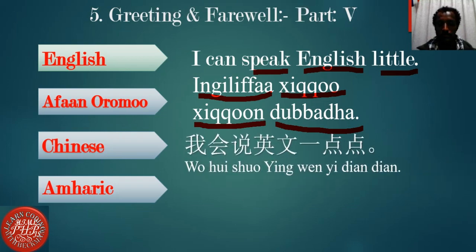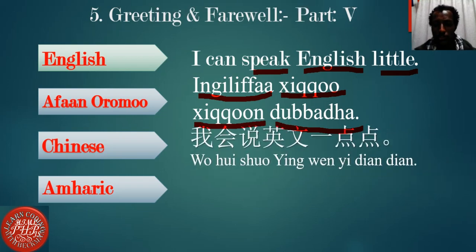In the case of Chinese, we can say 我会说英文一点点. Here I will put in the tones. 我会说, the first tone; 英, the first tone; 文, the second tone; 一点点, the third tone, same thing, the third tone. 我会说英文一点点.